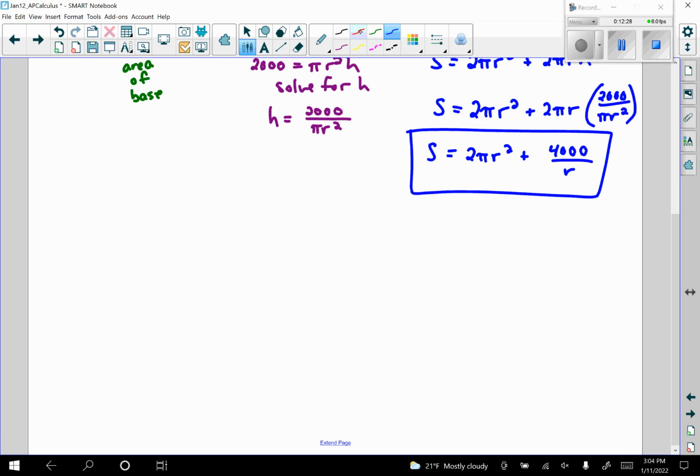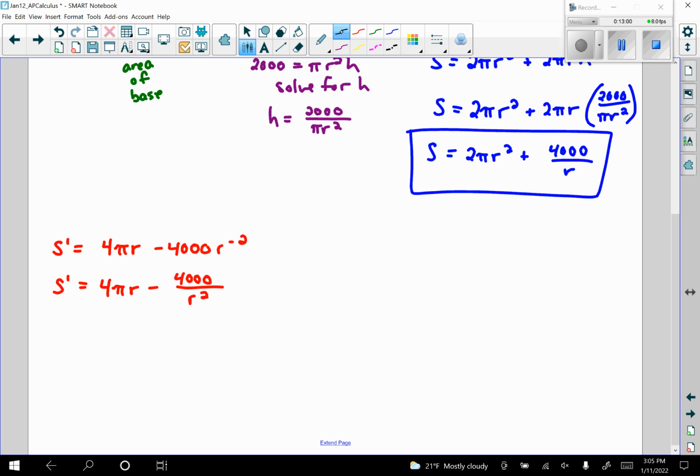So off to the side here, we'll just say s prime. And again, pi, even though it's a symbol here, it's still just a number. So we're going to have 4 pi r for the derivative of the first term. And we can think of this as 4,000 times r to the negative first. So we'll get a minus 4,000 r to the negative second, or it becomes 4 pi r minus 4,000 over r squared. So there's our first derivative.